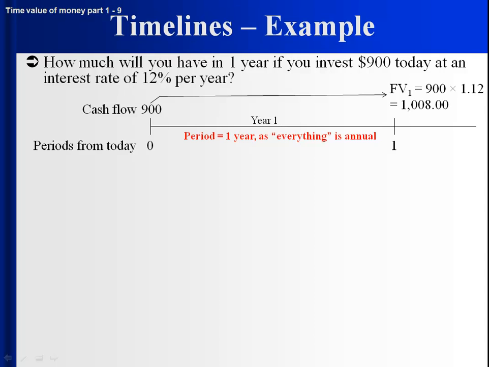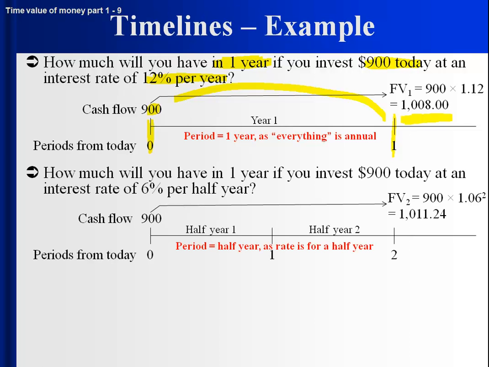So here's an example that shows how important it is to pay attention to these things. You're going to invest $900 today, and you want to know how much you'll have in 1 year. We're actually going to look at 3 different cases. Here, the interest rate is 12% per year. So everything's annual in this case. Our timeline is today, 1 year, and we can stop there because we just want to know how much we'll have in 1 year. So 900 times 1.12 to the first, we'd have $1,008.